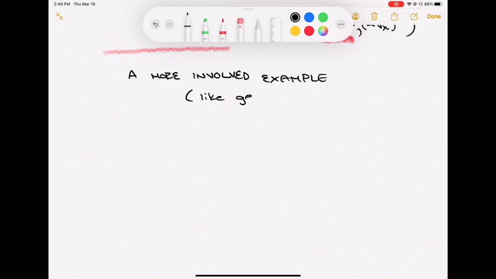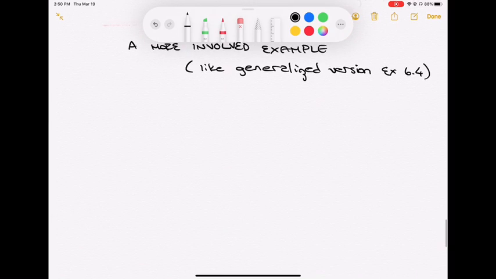of example 6.4 in the textbook, something like that. So I'm going to take one that they did a specific case for, and I'm going to solve it in a more generic way.